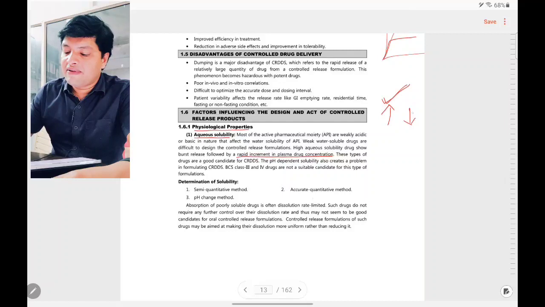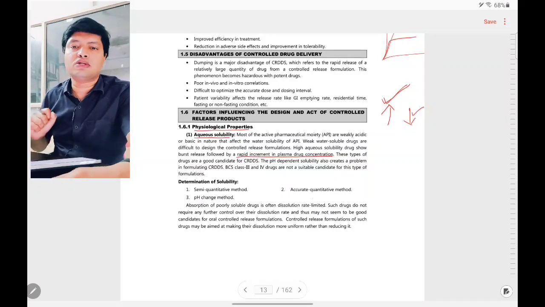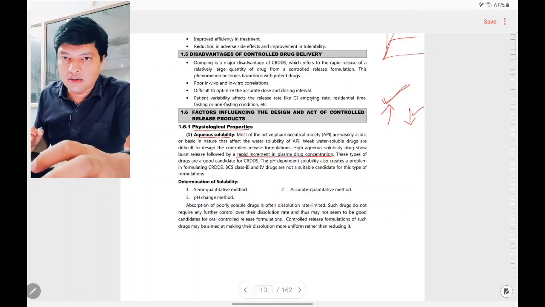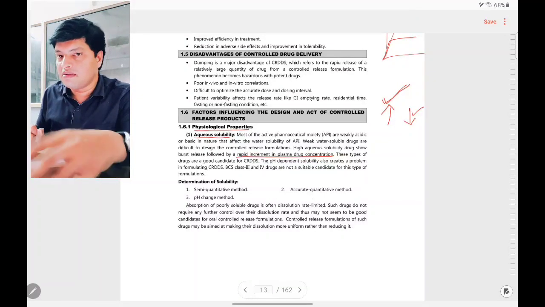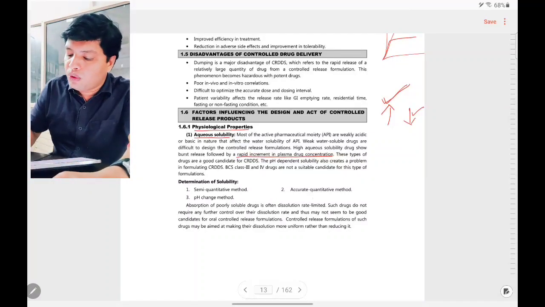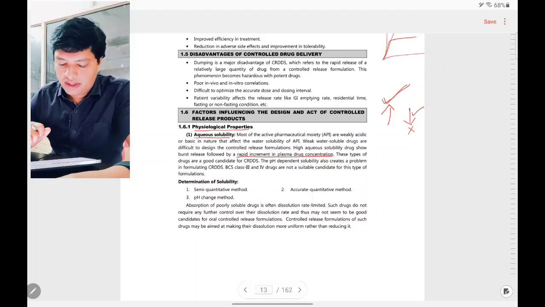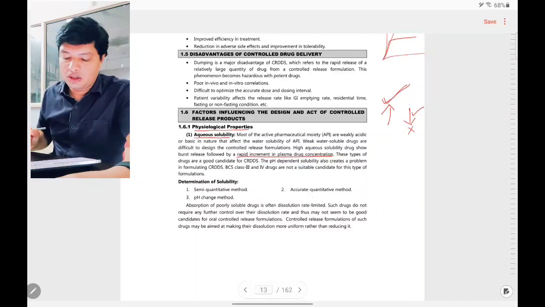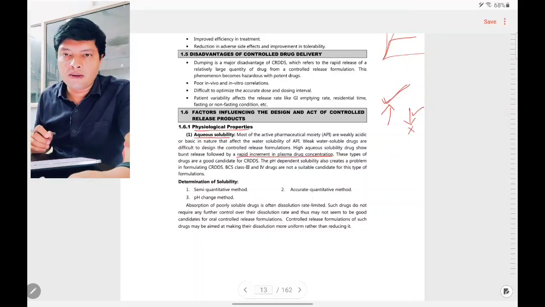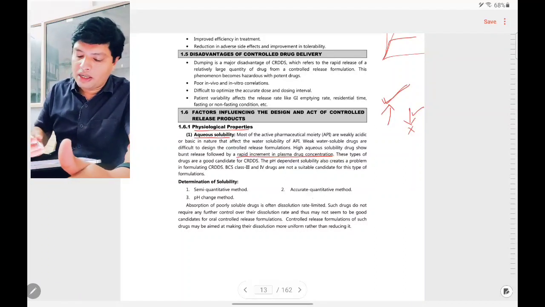And also a drug which has low solubility. If the drug has low solubility, it will not come out from the dosage form. That is what I said, I can control that one. If the drug has low solubility, it is not coming out from the dosage form. In that case also, it is a poor candidate for designing controlled drug delivery. So drugs with moderate solubility, neither poor nor highly soluble, are the good candidates for designing controlled drug delivery.